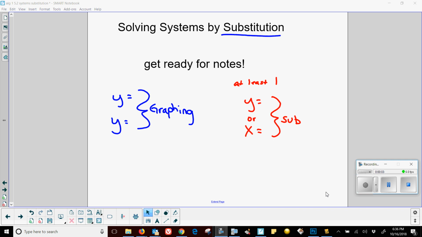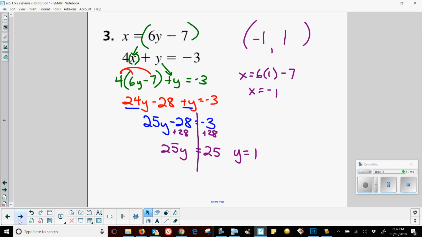All right, here's day 2 of solving systems by substitution. Quick recap: y equals, we can graph. With substitution, we just need one of them to say either y equals or x equals, or get it to y equals or x equals really quick.